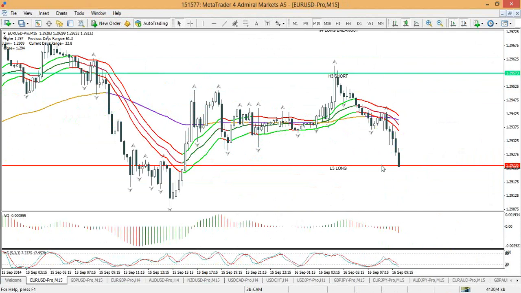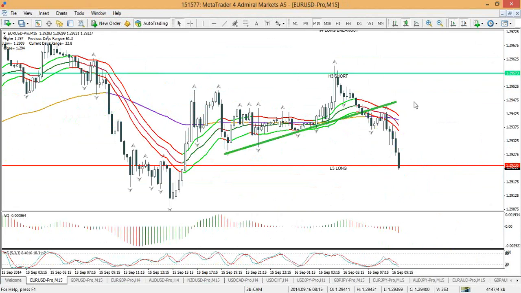Euro dollar is approaching L3 too, so let's see if we can get a bit of a bounce. If it does bounce here, a break through the L3 would be good too. I would want to see a bit of a bounce though, because otherwise we could get the bounce a few pips later. I don't want to jump in right here personally.